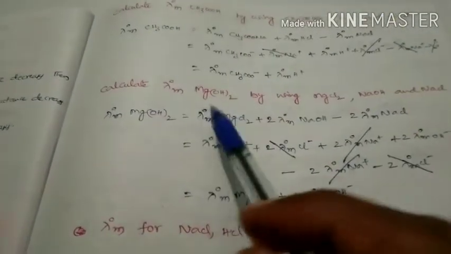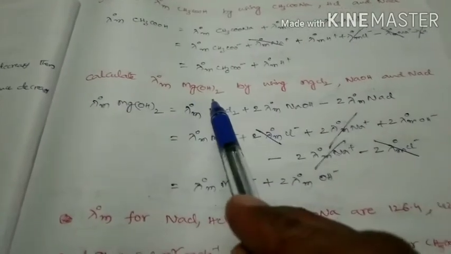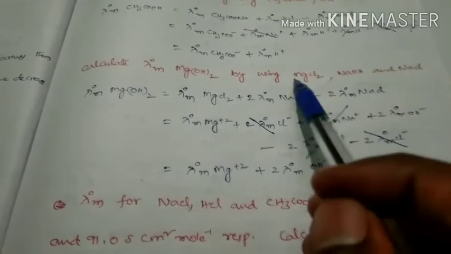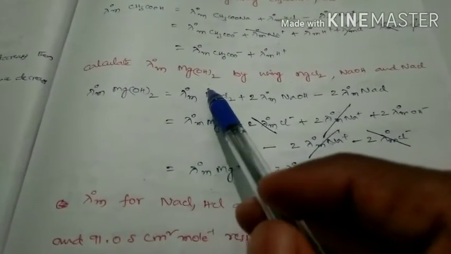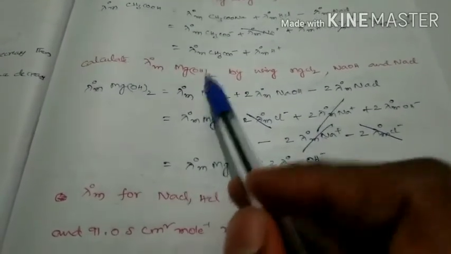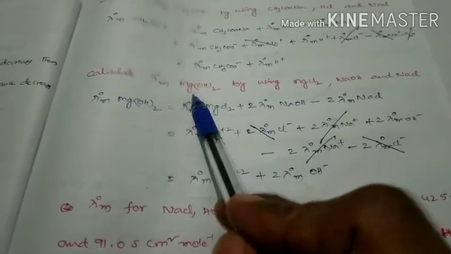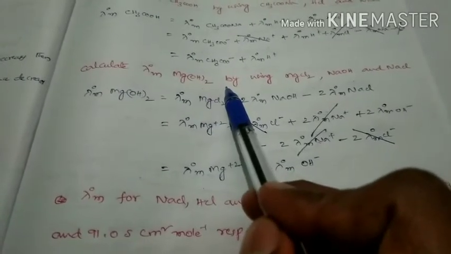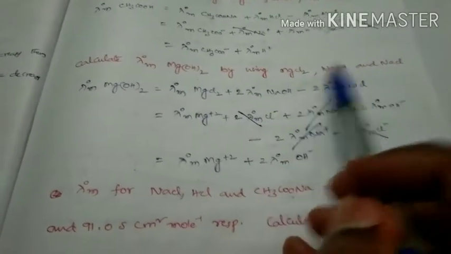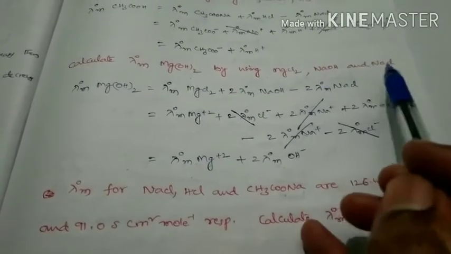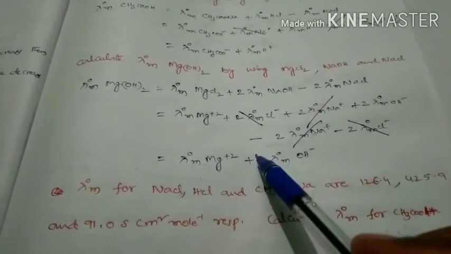One more example like this. We have to calculate lambda naught m of Mg(OH)2, that is magnesium hydroxide, by using these three: MgCl2, NaOH and NaCl. That means by using these three substances we have to find the molar conductance of Mg(OH)2. That means we have to find lambda naught m Mg2+ plus, and OH twice means 2 into lambda naught m OH minus. So first you add these two and subtract this one from these two. Then automatically we will get it like this.